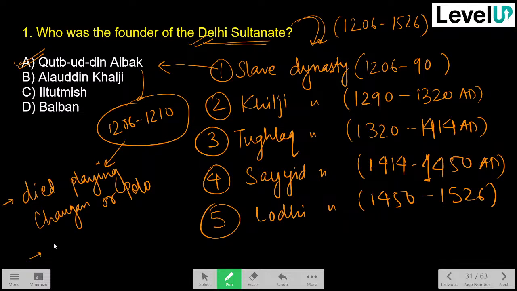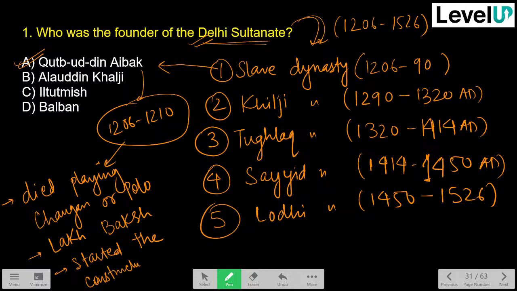First important information: he was known as Lakh Baksh. He granted 1 lakh coins, perhaps gold coins or something like that. He donated it, so he was known as Lakh Baksh. Second, he started the construction of Qutub Minar. So these are the important information about Kutubuddin Aibak. Remember this.